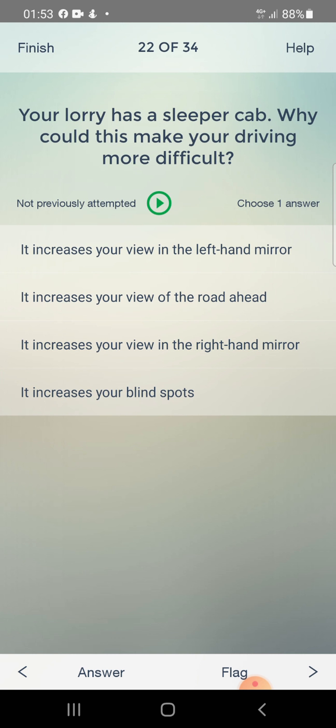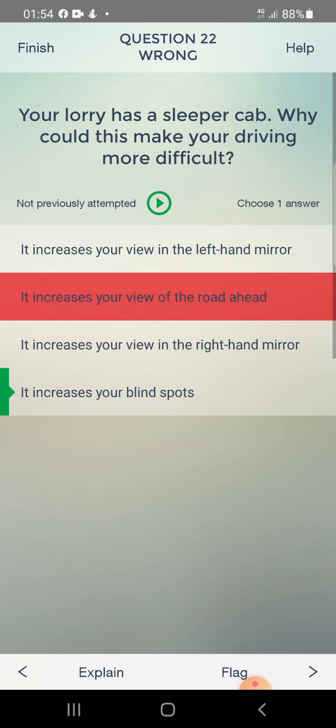Okay. Your lorry has a sleeper cab. Why could this make your driving more difficult? It increases your view in the left hand mirror. It increases your view of the road ahead. It increases your view in the right hand mirror. It increases your blind spots. Sleeper cab. Second, no, it increases your blind spots.